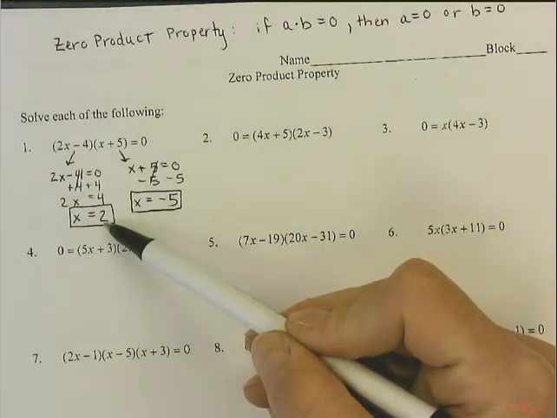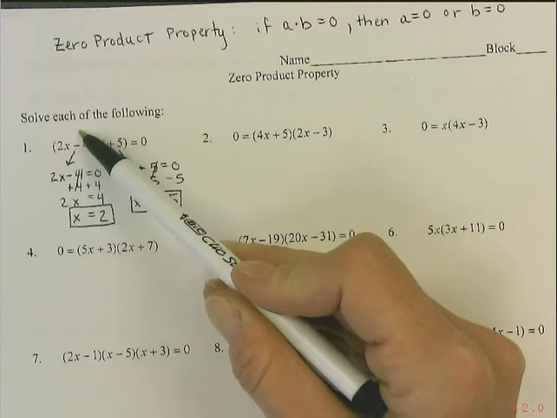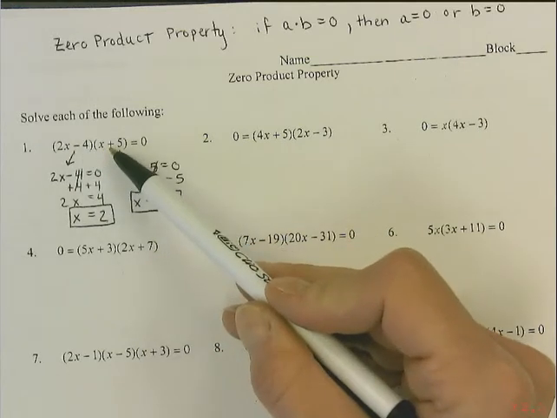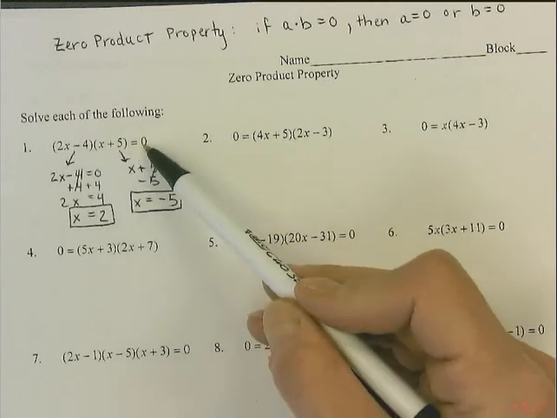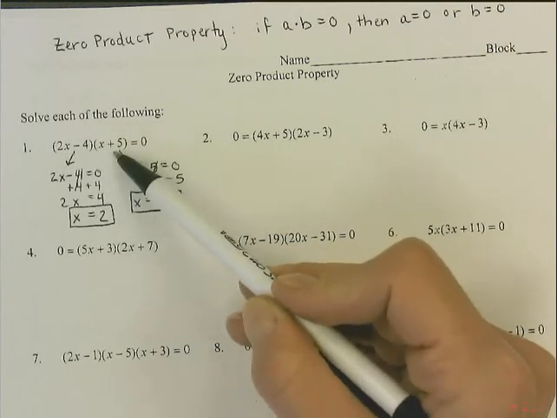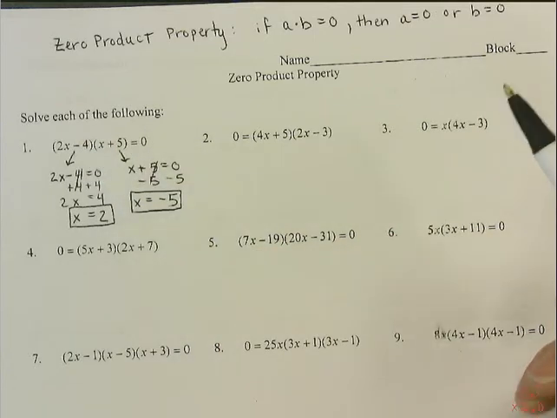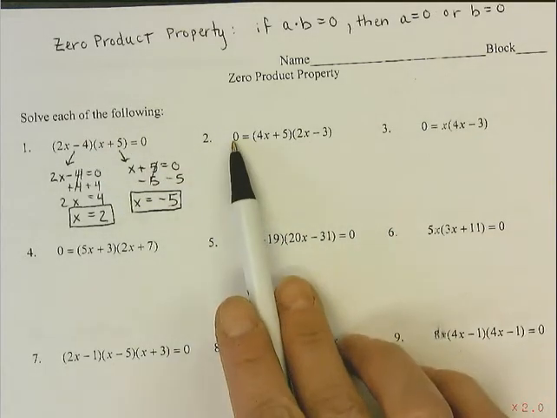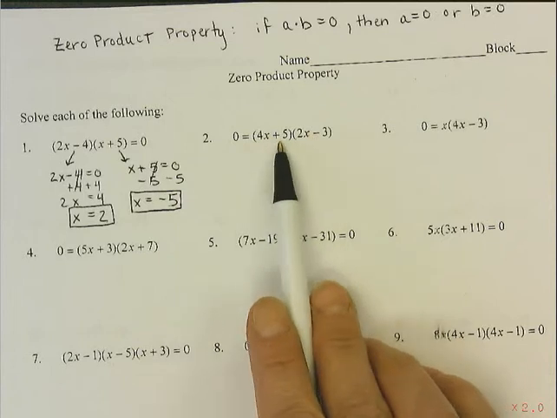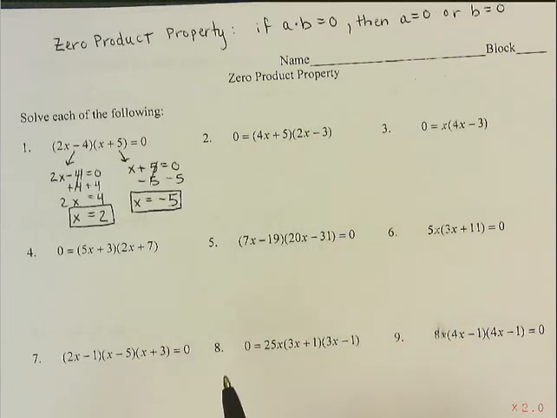If I plug in 2 into this equation, I get 2 times 2 minus 4. This becomes 0. 2 plus 5 is 7. It doesn't matter. 0 times 7 is going to give you 0. If I plug in negative 5 here, it creates a 0 right here. Times this factor, it doesn't matter. We're still going to get 0. Okay, so as long as you have 0 on one side and a function or an equation in factored form, you just repeat that process.